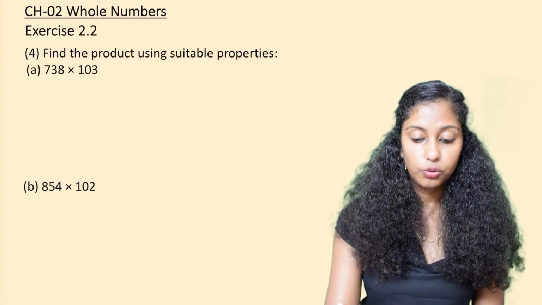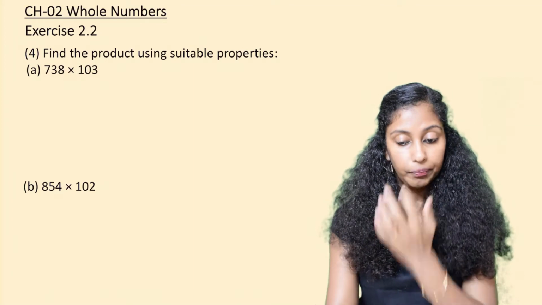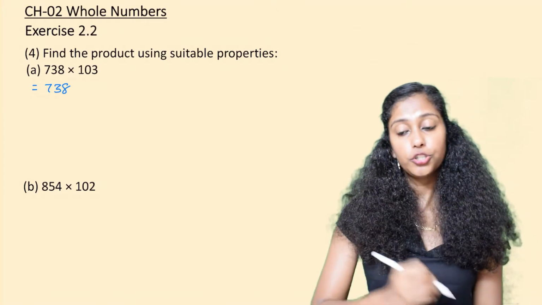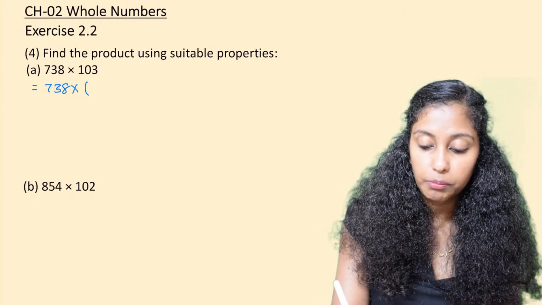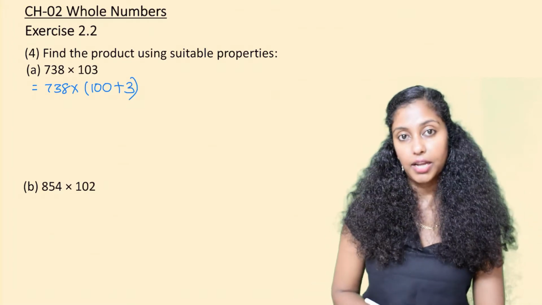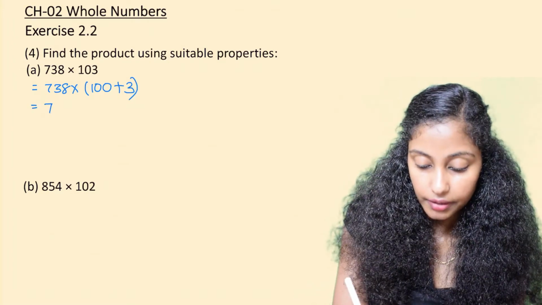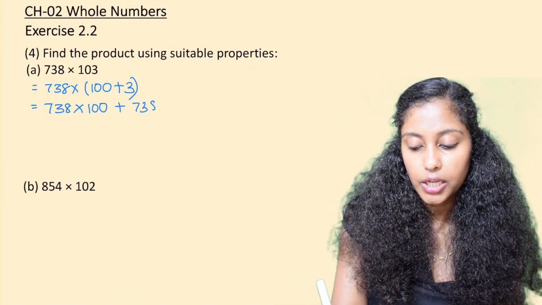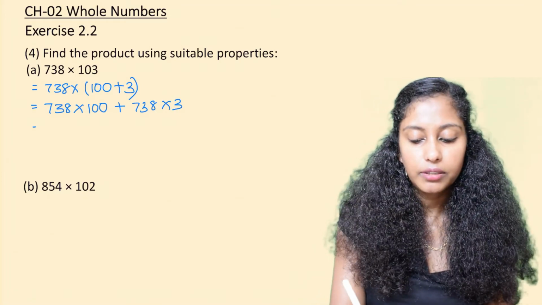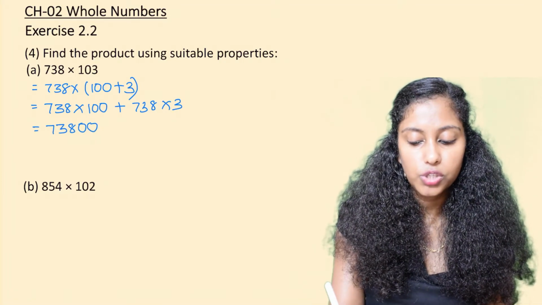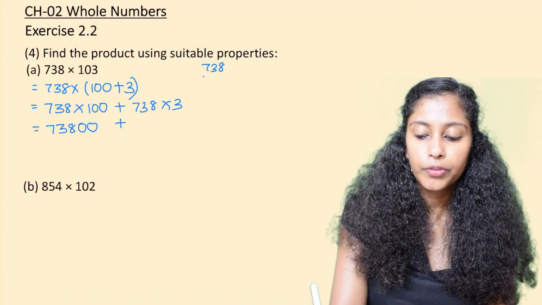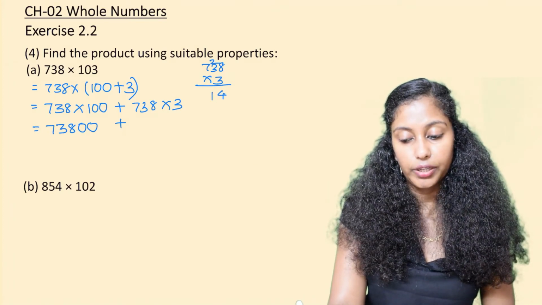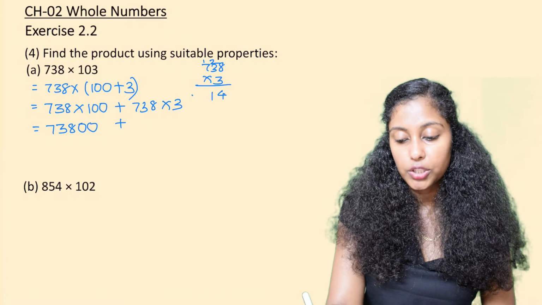Now the next question is, find the product using suitable properties. So here which property do we use? 738 into 103. So here we can use again the distributivity property of addition over multiplication. So here 103 can be broken down into 100 plus 3. So here 738 will multiply by 100 plus 738 will be multiplied by 3. 738 ones is 738. We copy 2 zeros. 738 multiplied by 3 we can do in the rough column. 8 threes are 24, 3 threes are 9, 2, 11, 3 sevens are 21 plus 1, 22.